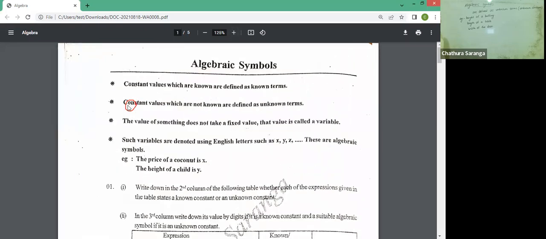The value of something does not take a fixed value. Comma. That value is called a variable. Finish. Okay. Right.